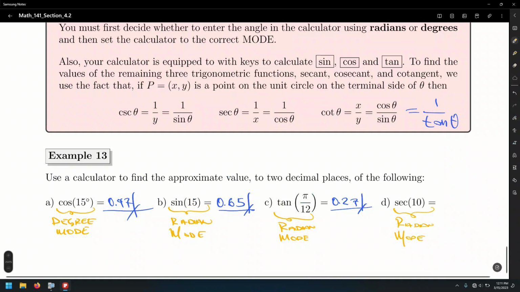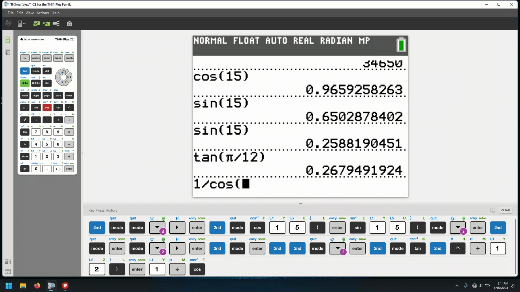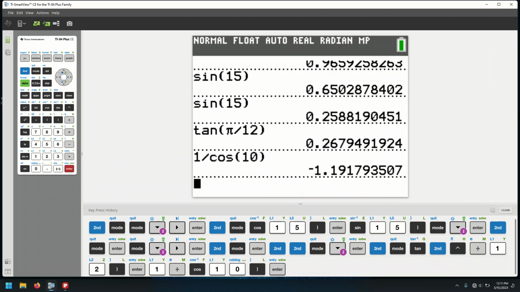Well, the secant function is not in the calculator's catalog. That means we need to use a trigonometric identity, namely 1 over cosine of 10 radians. Let's compute this via the reciprocal identity. That is 1 over cosine of 10, close parentheses, and click enter.